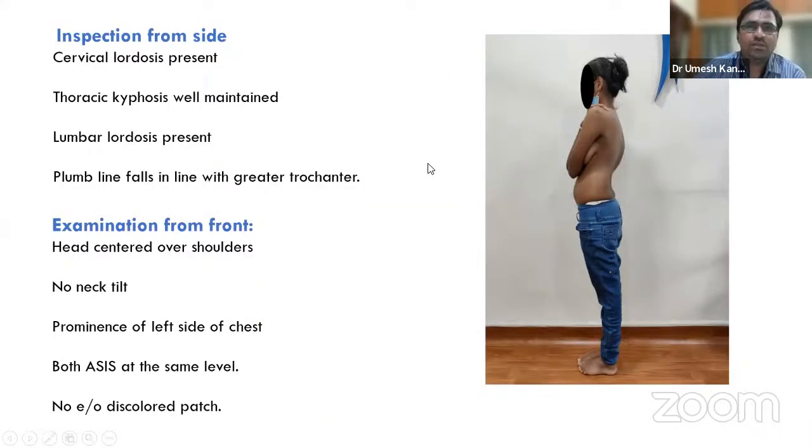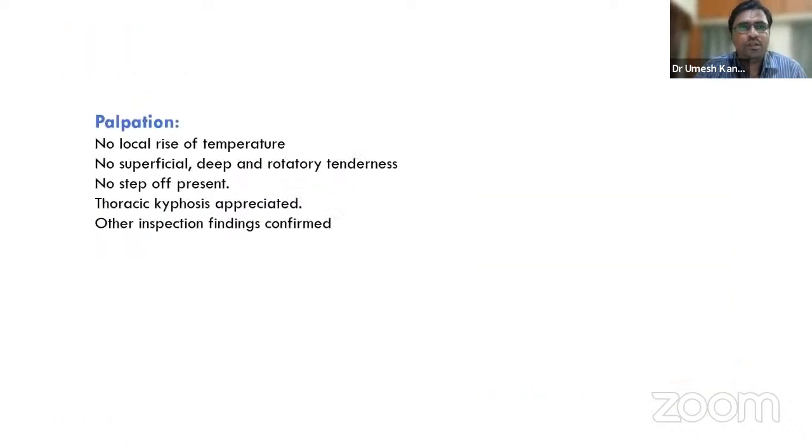Inspection from the side. Cervical lordosis is present and thoracic kyphosis well maintained. Lumbar lordosis present. Plumb line falls in line with the greater trochanter. Apologies, sir. I don't have any photos from the front. Head centered on the shoulder. There is no neck tilt. Prominence of the left side of the chest. Both ASIS are placed at the same level, and no evidence of pelvic tilt from the front, sir.